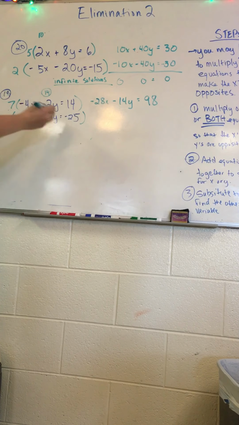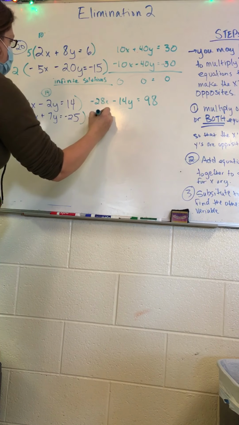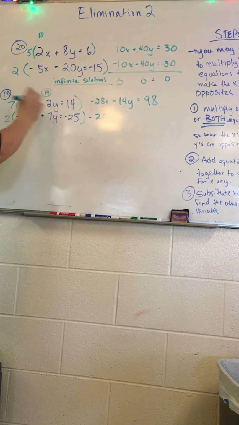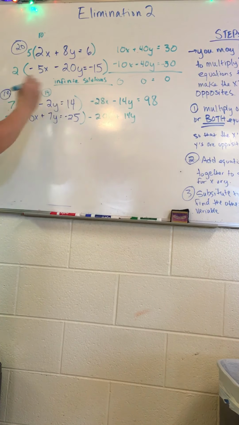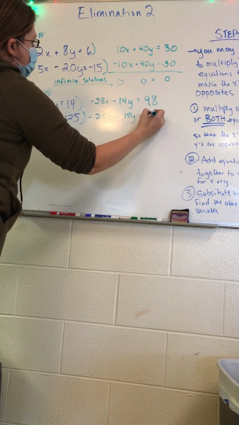And then I've got 2 times negative 10 is going to be negative 20x. 2 times positive 7 is going to be plus 14y. And then 2 times negative 25 is going to be negative 50.